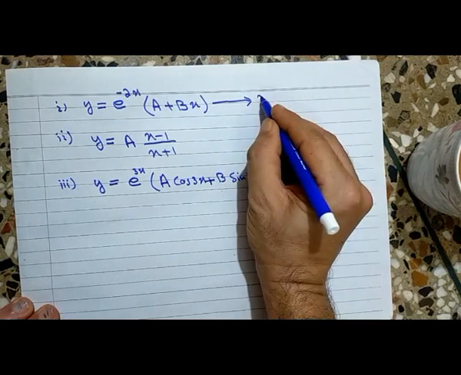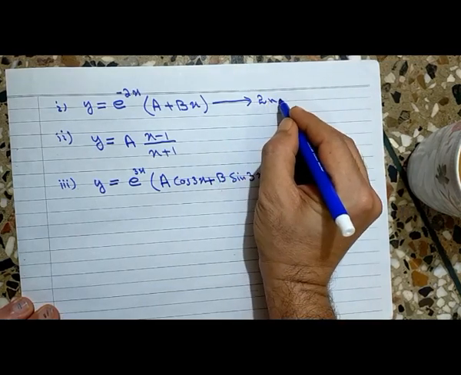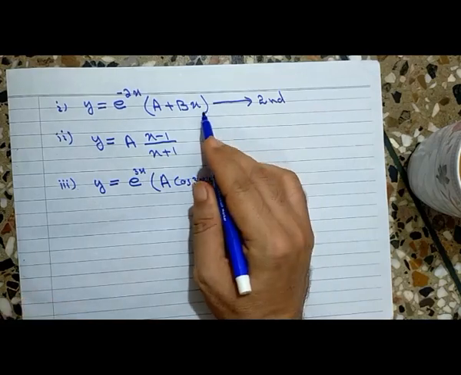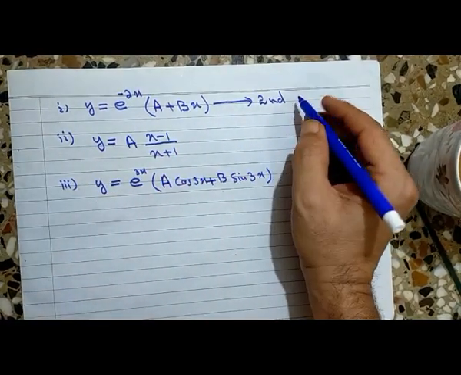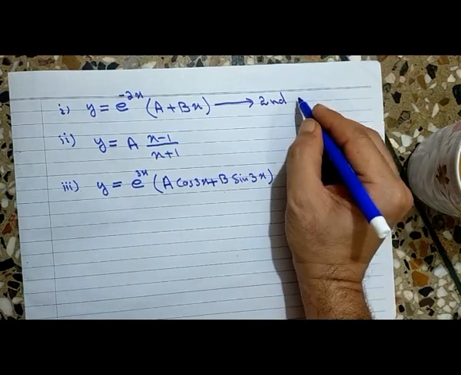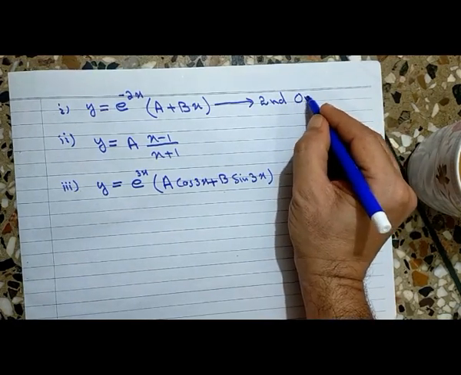This one is second. This would give off a second order differential equation because this equation contains two arbitrary constants. So the resultant differential equation would be second order.